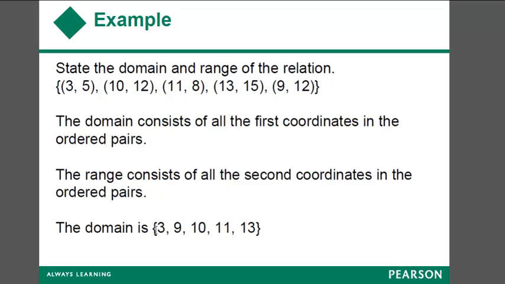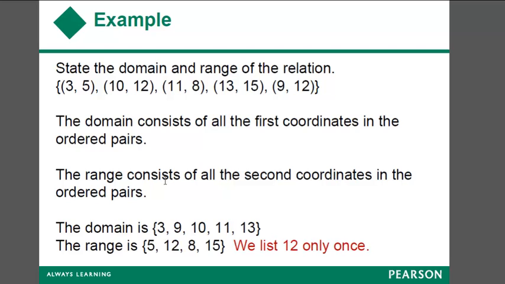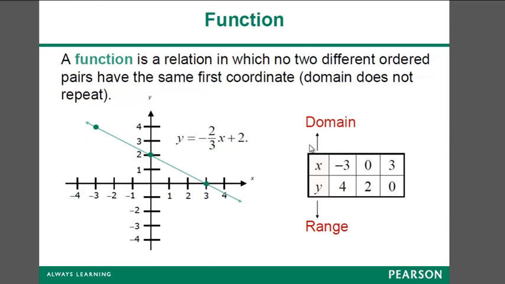So the domain in this set or relation is 3, 9, 10, 11, and 13. We tend to put them in order from least to greatest. While the range is going to be 5, 8, 12, and 15. Notice 12 is up there twice, but we only put it in our list once. It only has to be there one time. Notice x is our domain, y is our range.